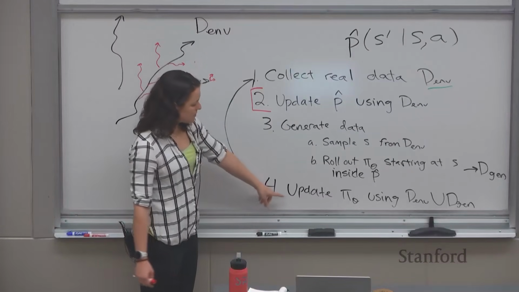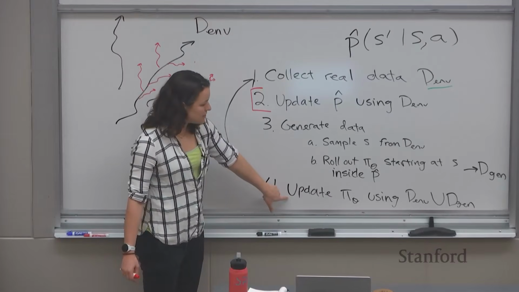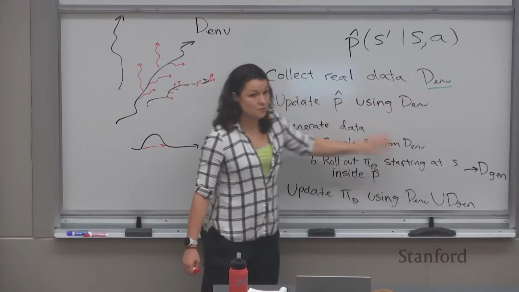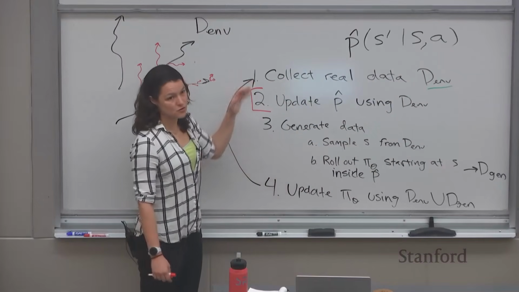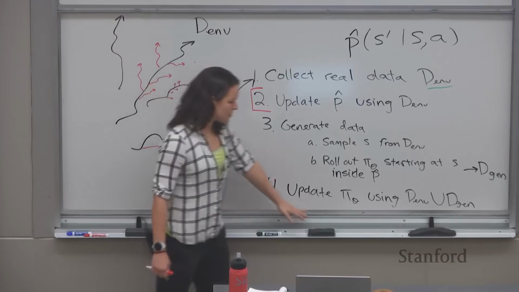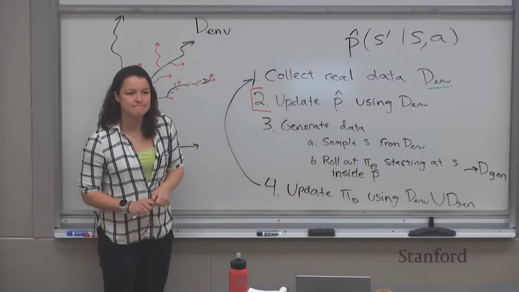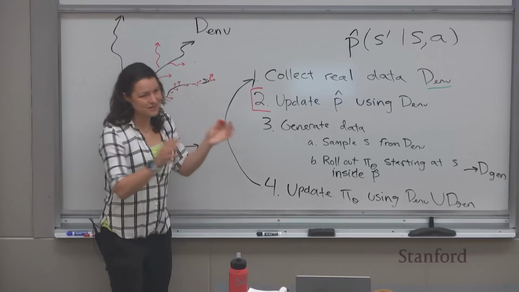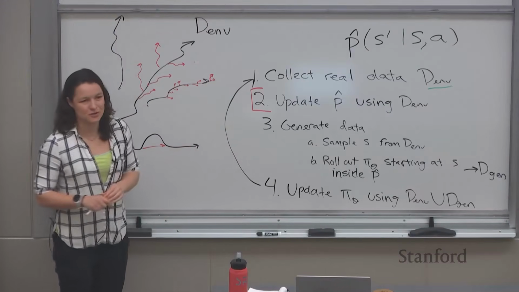That's going to come down to when you do this update, is it going to only use the Denv and the Dgen from this iteration or also from previous iterations? That's going to depend on what algorithm you use to update your policy. So generally, models are very flexible. You can use them offline, on policy, off policy, and so forth.